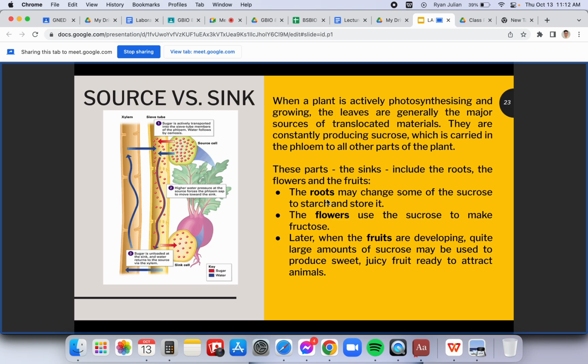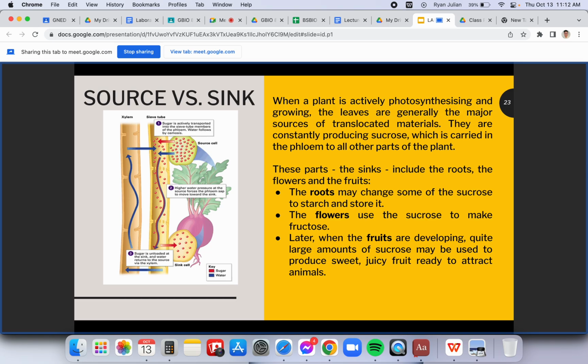Let's talk about the roots first. They may change some of the sucrose to starch and store it. And for the flowers, they utilize the sucrose to make fructose. Basically, it's all about converting sucrose to another type of sugar in the form of fructose. Later on, when the fruits are developing or on the verge of ripening, quite large amounts of sucrose may be used to produce sweet, juicy fruit ready to attract animals.